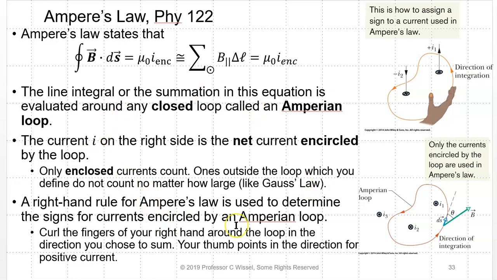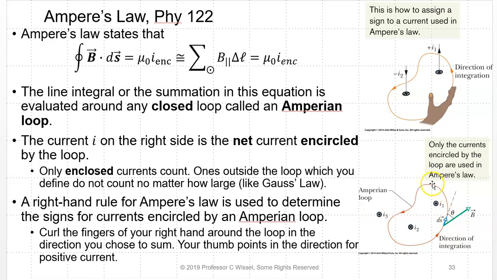A right-hand rule for Ampere's law is used to determine the signs for currents enclosed by an Amperian loop. You curl the fingers of your right hand around the loop in the direction you have chosen to sum, and you're free to choose the enclosed currents or the direction you choose to sum. Your thumb will point in the direction for the positive current. So here we have 3 currents, and we've decided to enclose I1 and I2 in an Amperian loop. That means we don't have to worry about I3 at all.